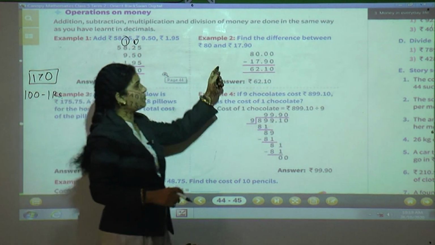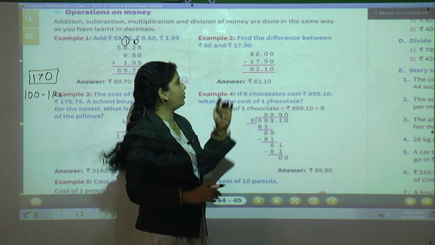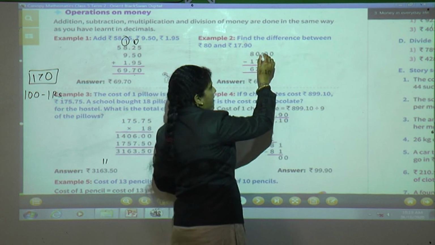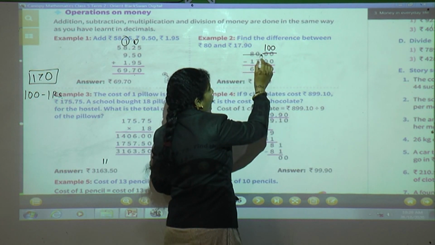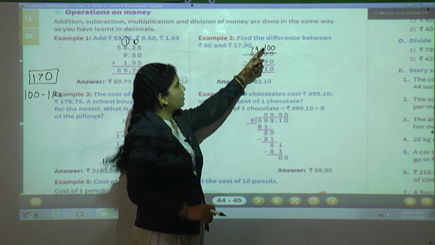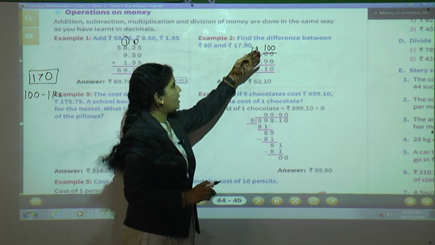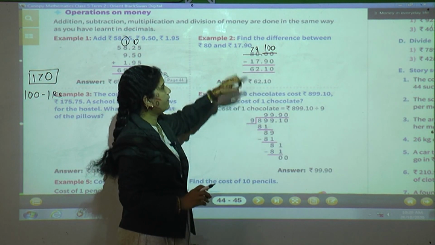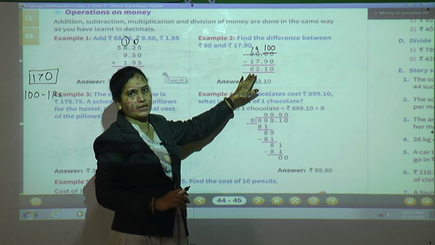Even in the subtraction, we can't subtract 90 from 0. What to do then? We know that 100 paise is equal to 1 rupee. So borrow from this side. Now you can subtract 90 from 100, you will get 10. And now 79 minus 17, you will get 62.